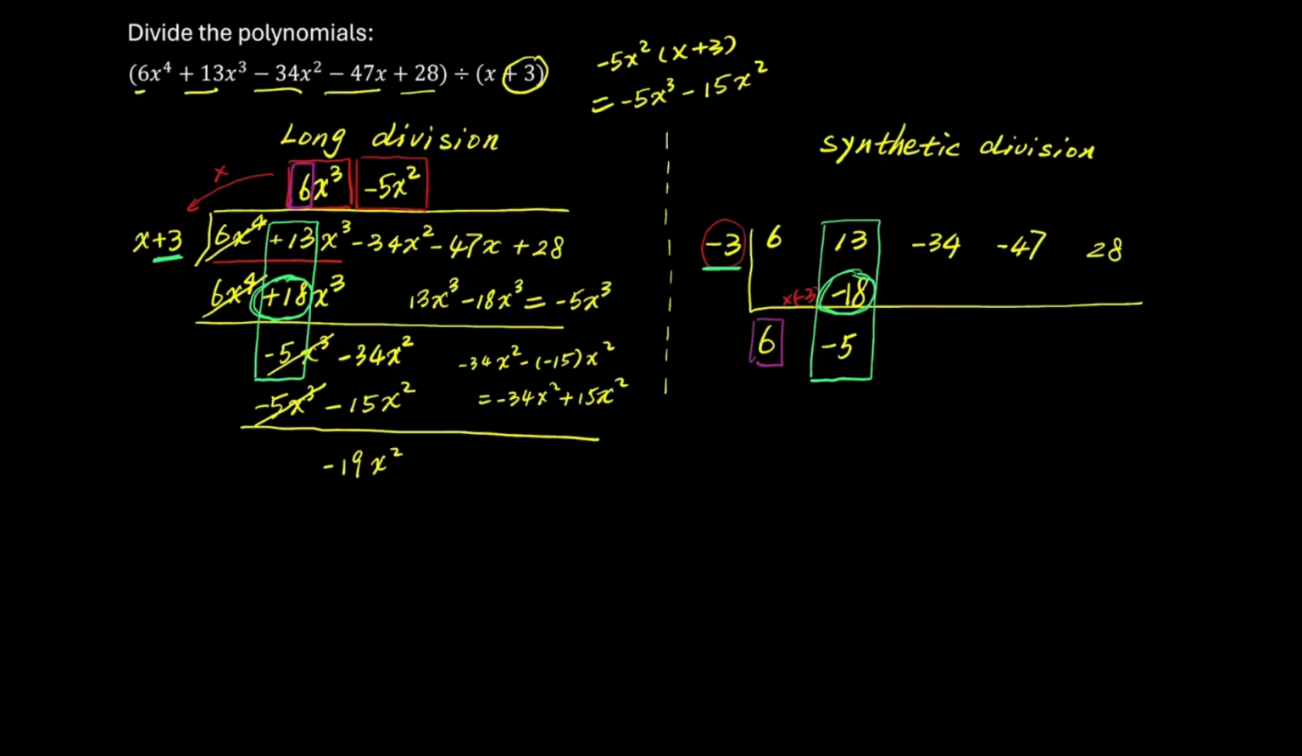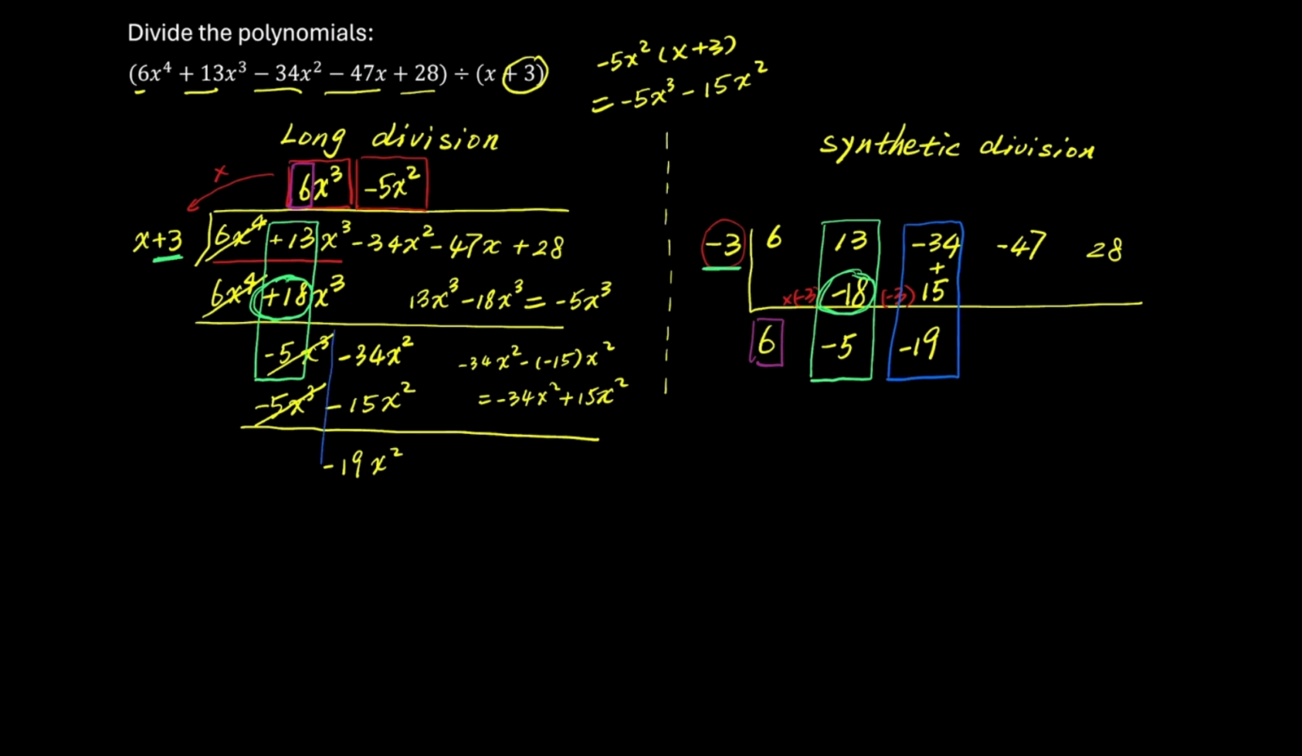All right, let's keep going with the synthetic division. Now we repeat the same process. We take the previous result and multiply it by our negative 3. Then we add it to negative 34. Now take a look at this column.